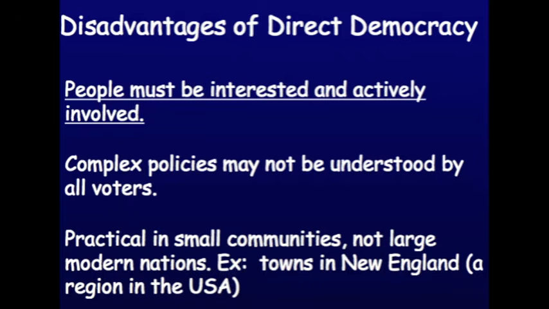The disadvantages of direct democracy is that people need to be interested and actively involved in the government. And some people may not take the time to understand complex policies. This type of government works in small communities, but not modern nations like the USA. Another example would be towns in New England, which is a region in the USA.